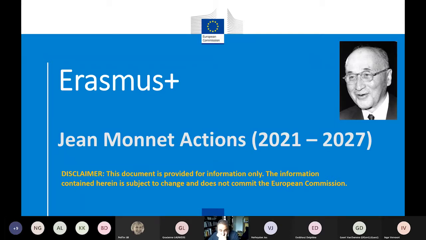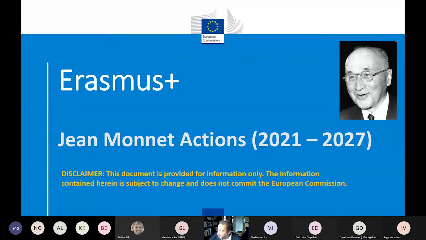What is Jean Monnet? Maybe some of you already know the story. He is the person who participated in the creation of Europe by writing the Schuman Declaration. He died in 79, and 10 years later, in 89, the Parliament and the Commission decided to build a new action called Jean Monnet in his memory, in order to facilitate the setup of European integration via European studies. And in 2019, we marked the 30 years of the existence of these activities.